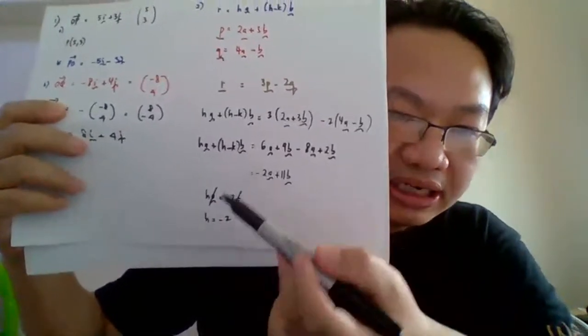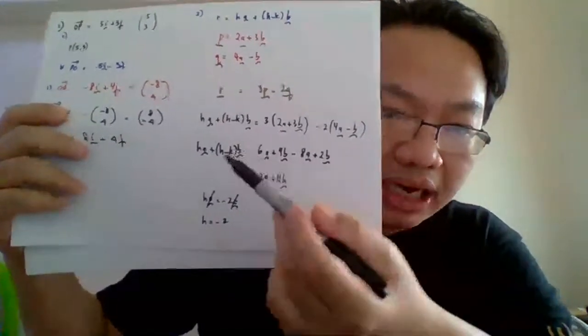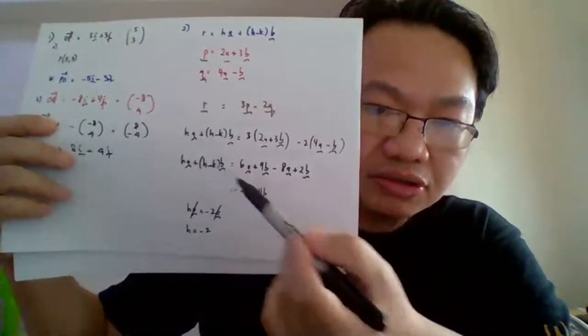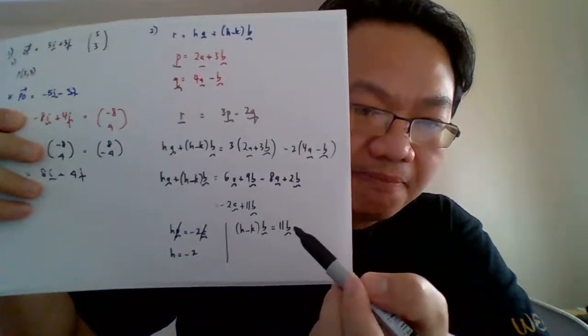Okay, guys, now that is H. How to find K? Now, H minus K, B vector equals berapa? 11B vector. So these two are related. H minus K vector B equals 11B. So since the B and B here can cancel each other, we just substitute the value of H that we obtained just now. So we get negative 2 minus K equals 11.